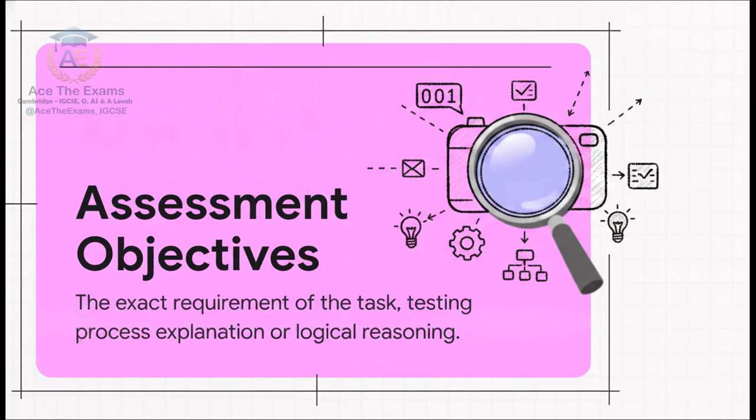Are you confusing memory with storage? Are you listing features when you should be evaluating? You must understand the Cambridge assessment objectives. Think of every single command word as a specific lens for your camera. Is the question asking for a process explanation? Is it asking for hardware and software selection? Or is it testing your logical reasoning? Here's the harsh reality. If the question asks for an evaluation, but you just provide a description of the system, you get 0 marks.